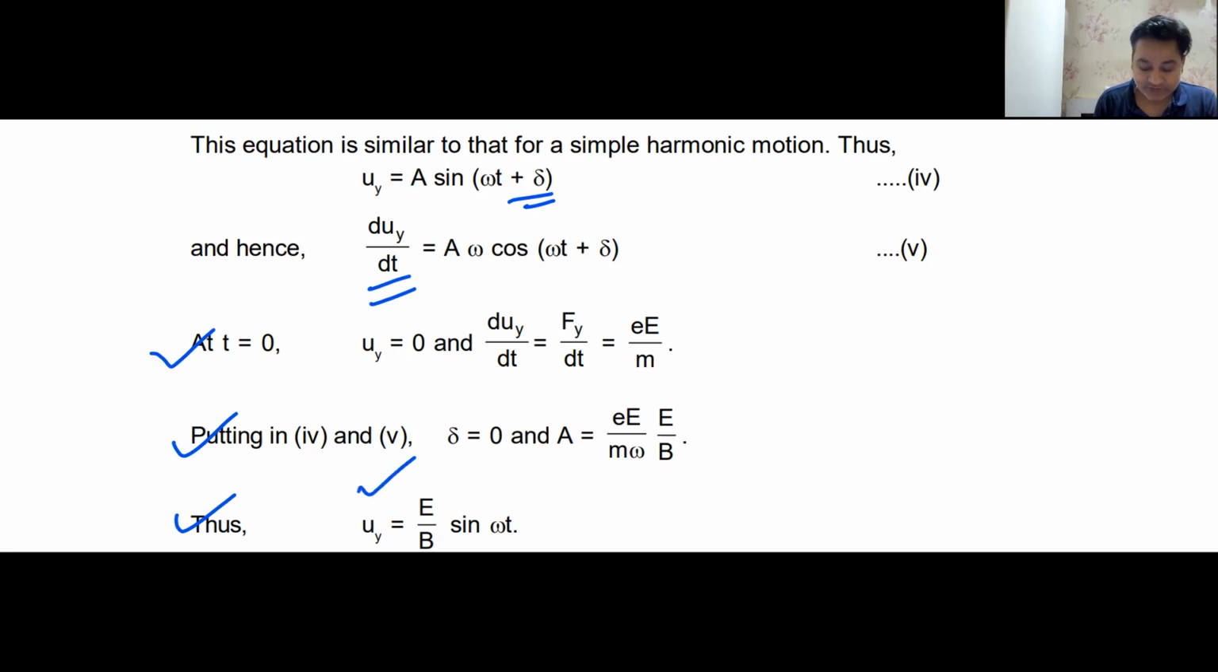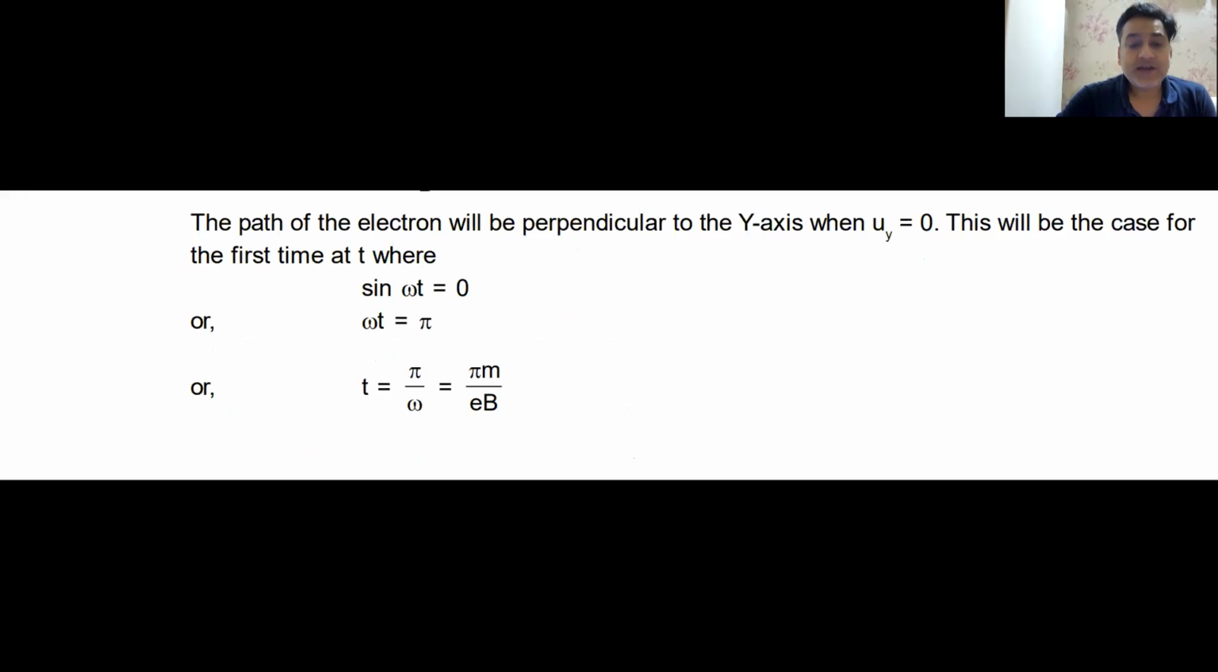So uy, the velocity along y, will be looking like this. And if you want to find out at what time the velocity will be perpendicular to E, the uy component will become 0. From there, you will get the value of time. You put the value of time in the equation for y, you will get the position where the particle becomes perpendicular to the electric field.